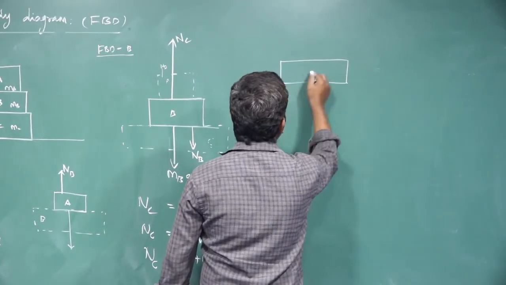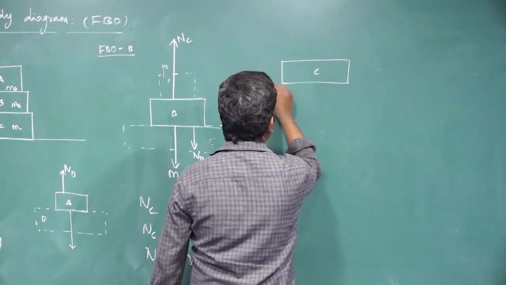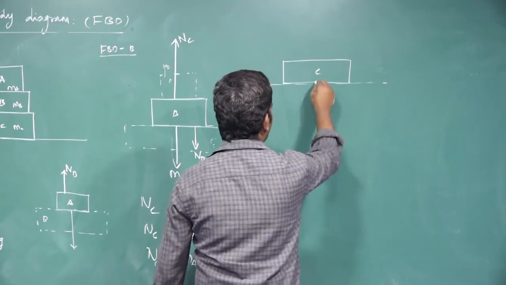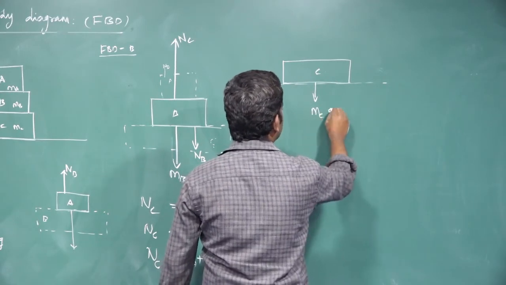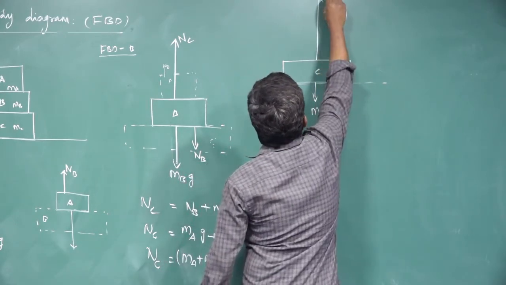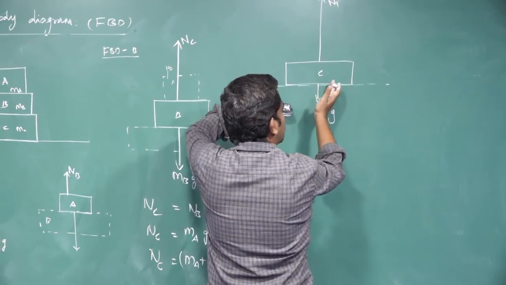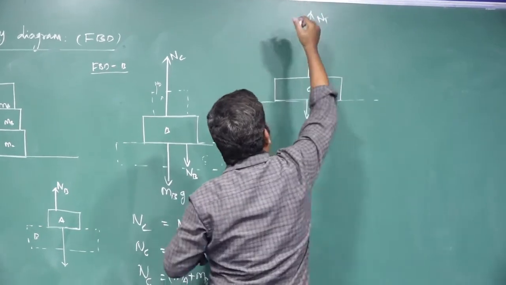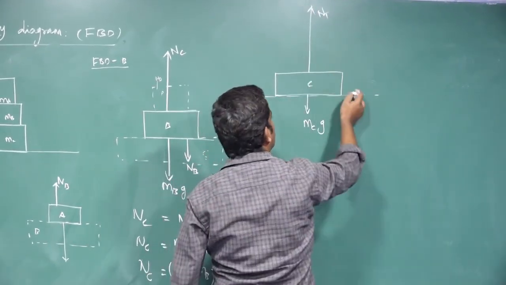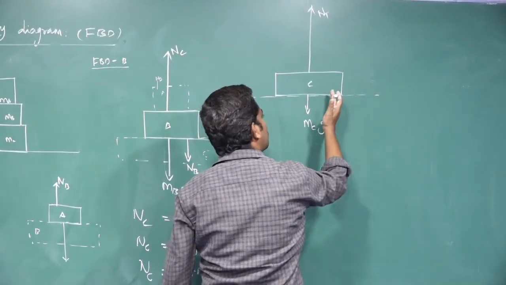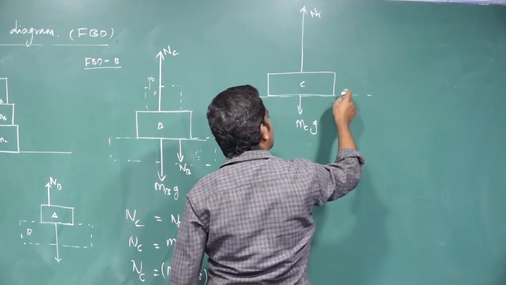This is block C, placed on the table. What is the downward force? mcg. The normal force is NT. The table surface should exert a force normal to the surface, which means an upward normal force on the table.